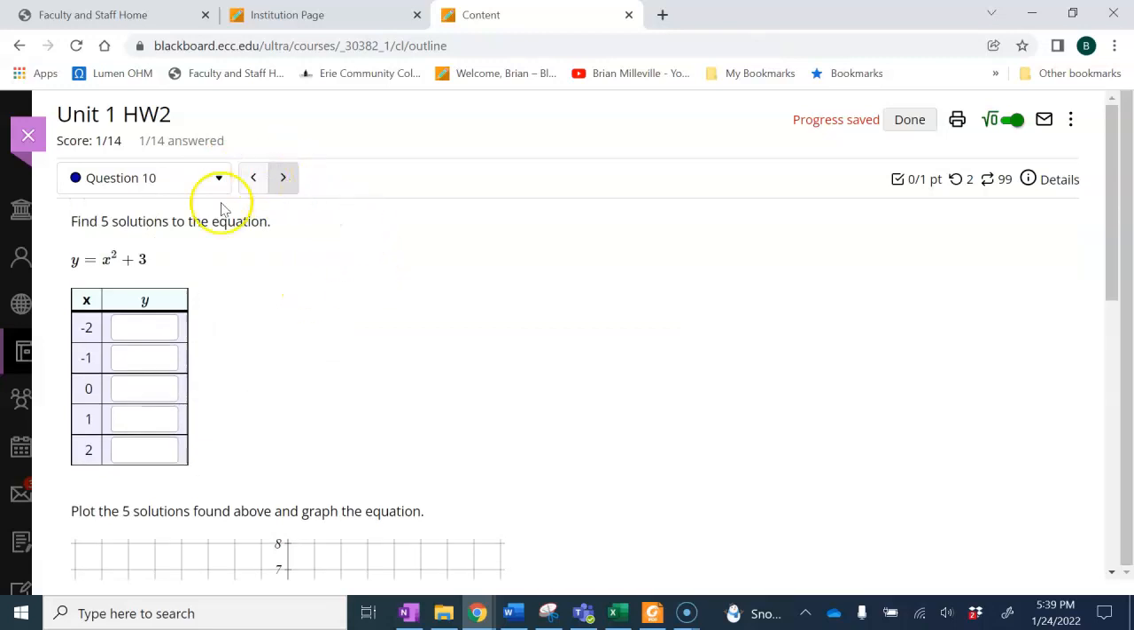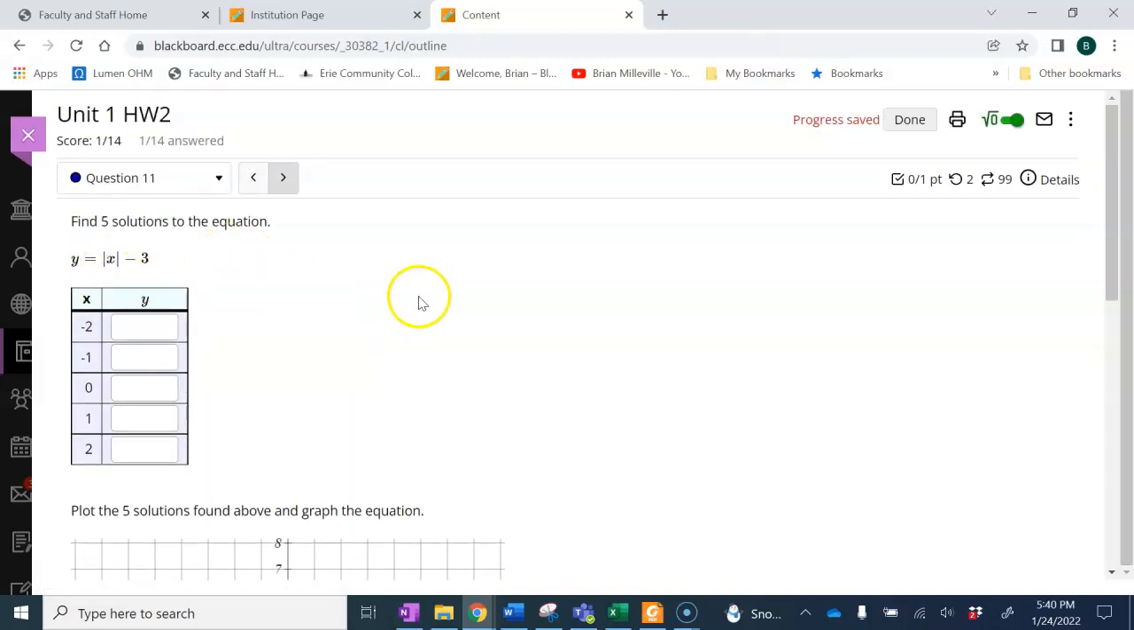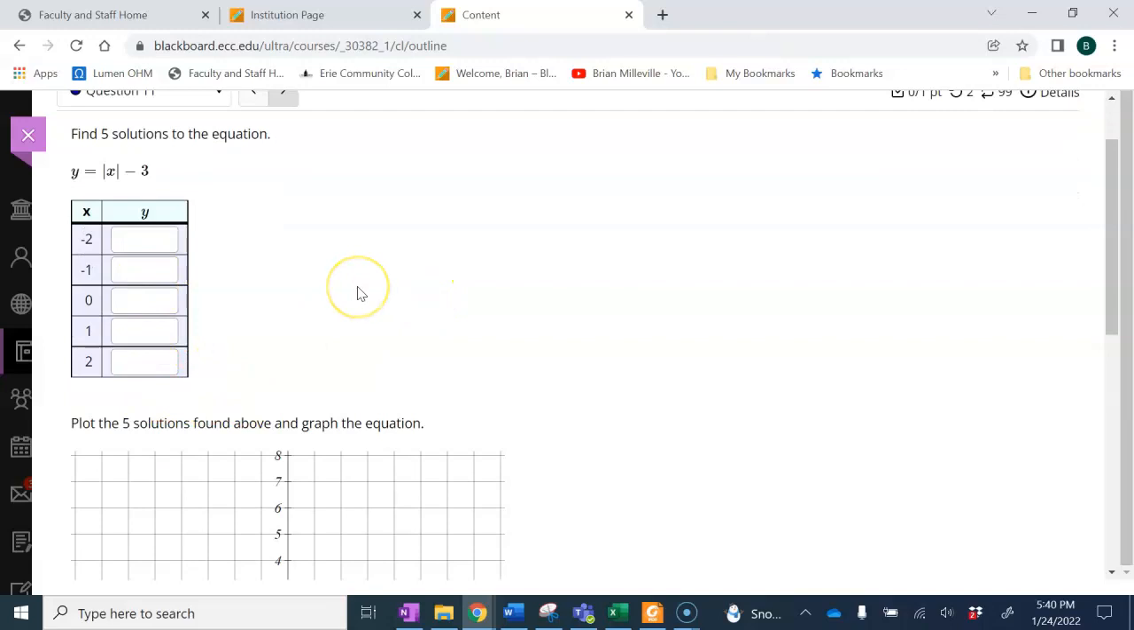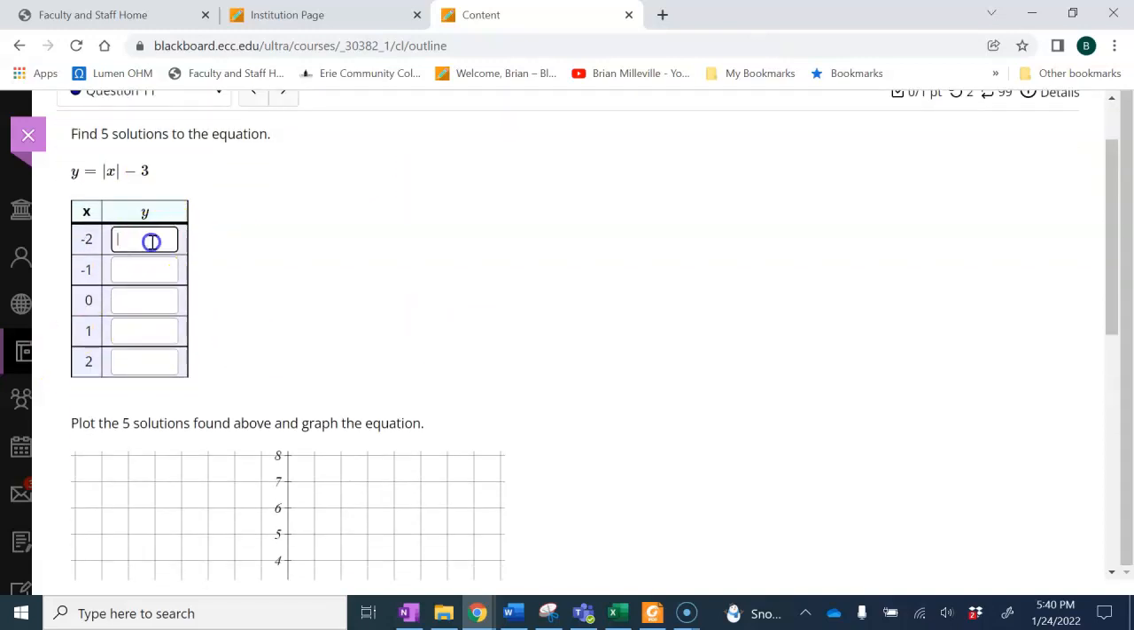As for instance, 9 through 14 in the homework, you're given an equation which you have to fill out the table, and then it says to plot the 5 solutions above and the graph of the equation. So you're not just doing the graph for these ones, you are doing the points also. So you're going to plug in the values. In this case, they're giving us the x values. We're going to plug into the equation, and I'll just fill the table out and do it quick.